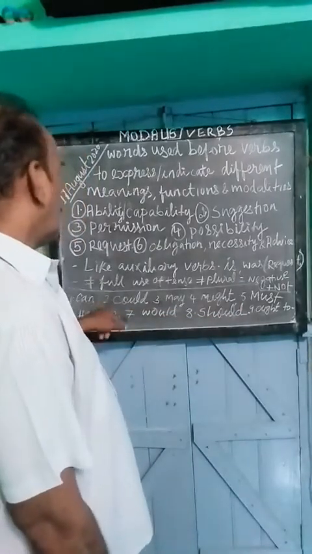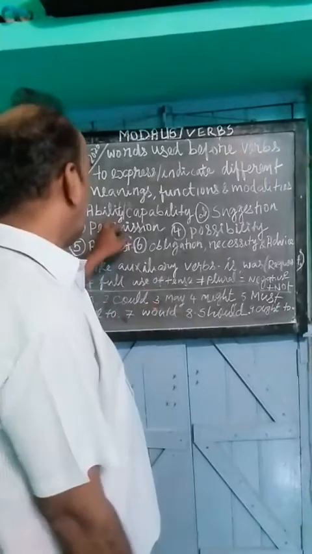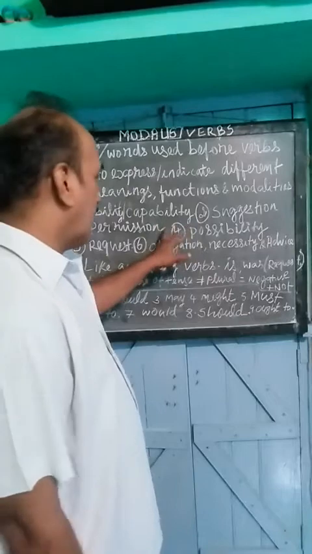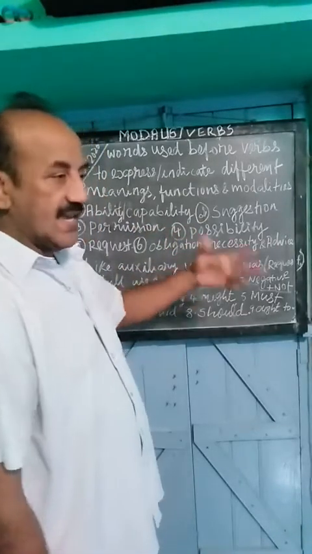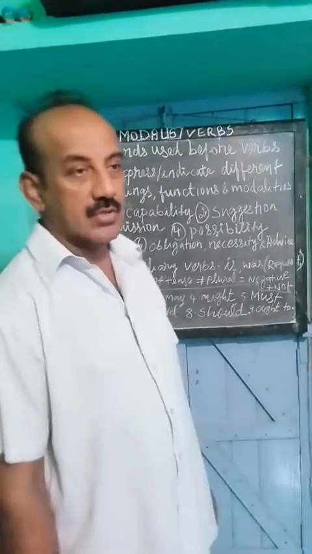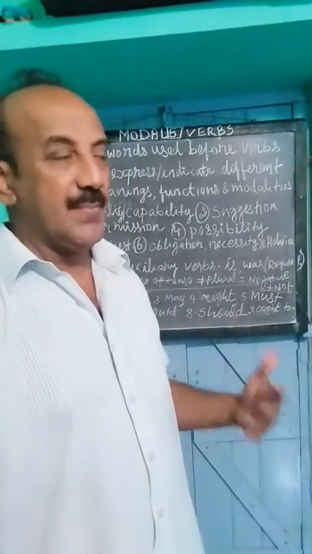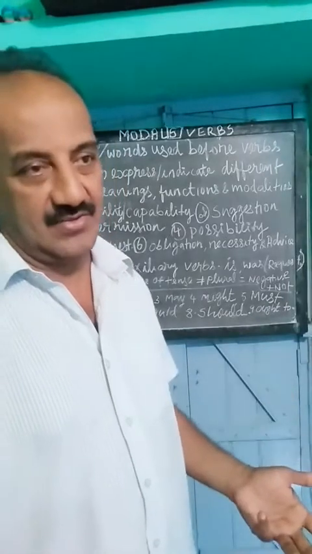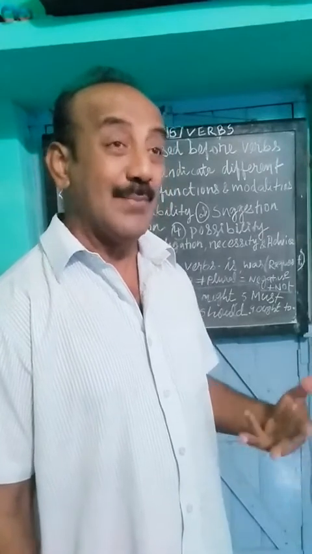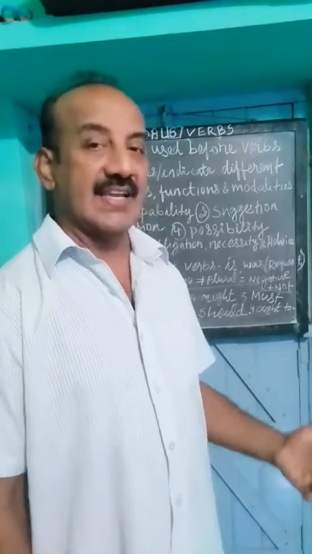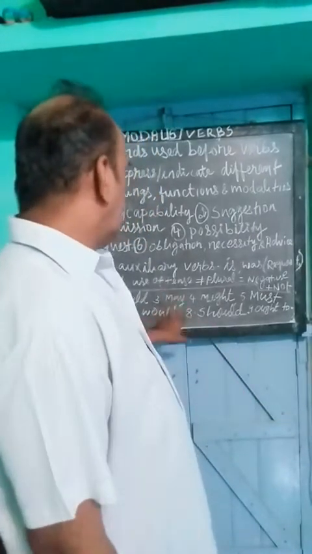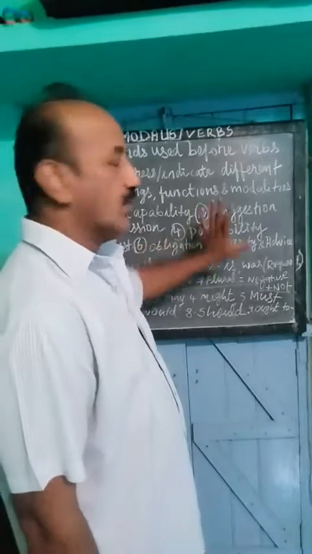Now these words are used to express one's ability or capability, more or less same capability. So I can sing. This word can used to express your ability or capability. I can say, I am able to sing. Instead of this, I am able to sing, you can say I can sing. In other words, I would say these words represent these words.